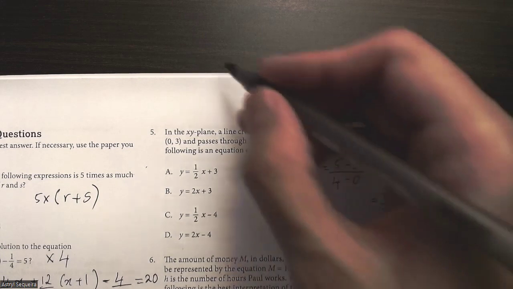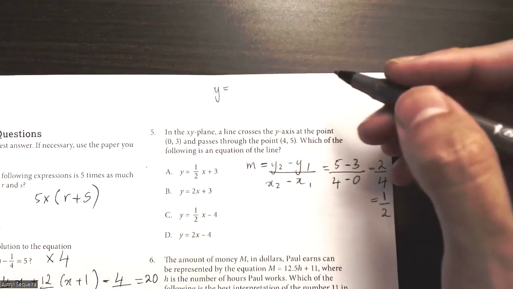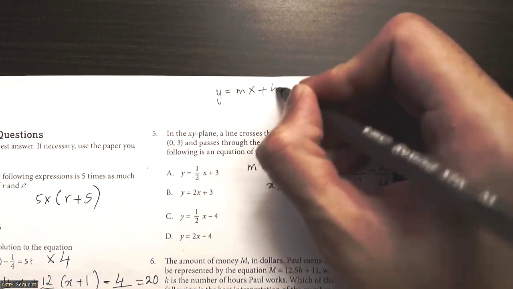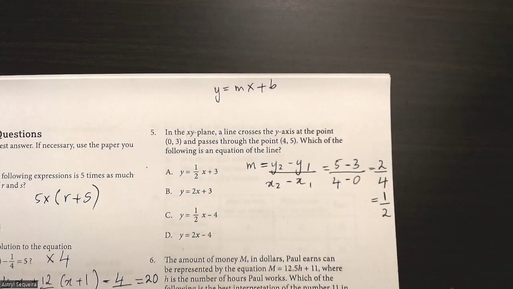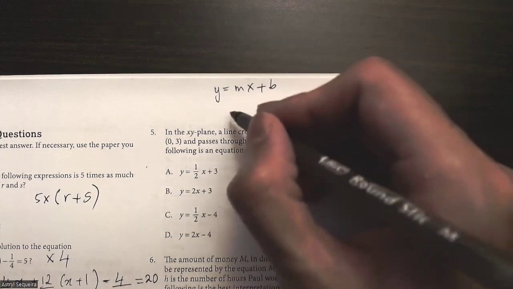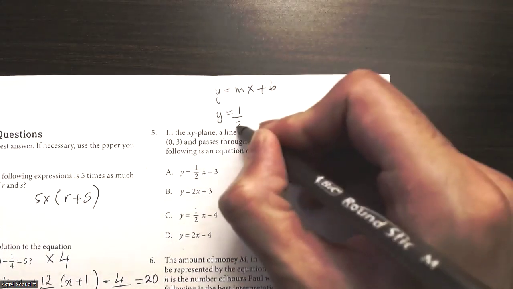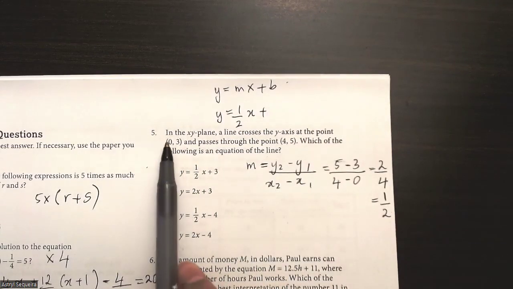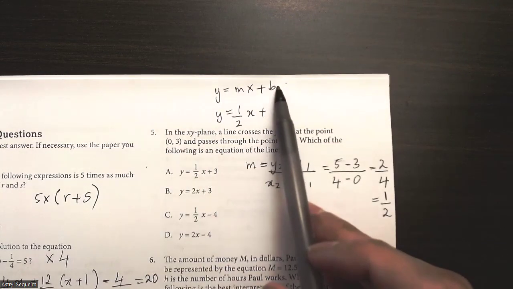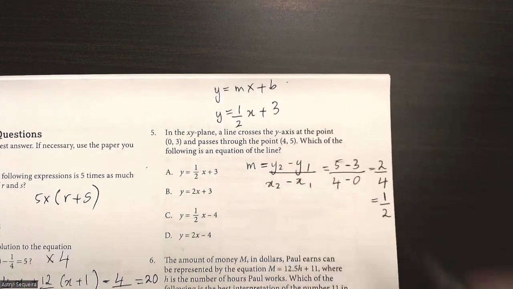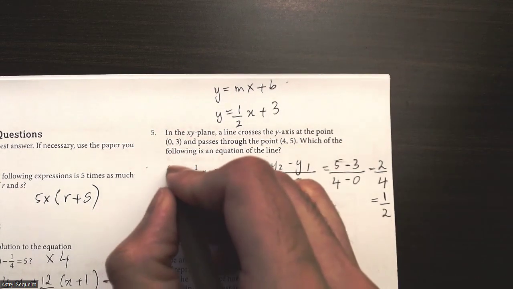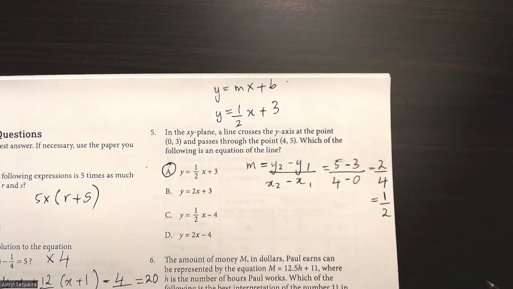Now the equation for a line, I'll do it up here because I don't have space for the next question. So y equals mx plus b is the equation for a line in the xy plane. We found the slope to be 1 over 2. So y equals 1 over 2x. And then the y-intercept is given in the question as (0, 3). B is just the y-intercept, which is 3. Final answer, y equals 1 over 2x plus 3. That is solution A.